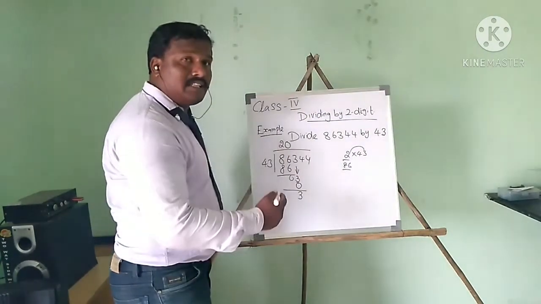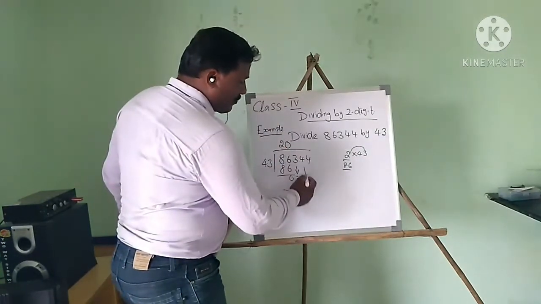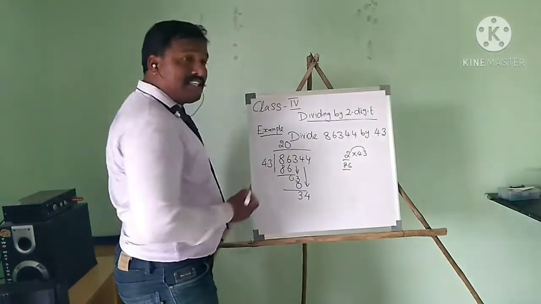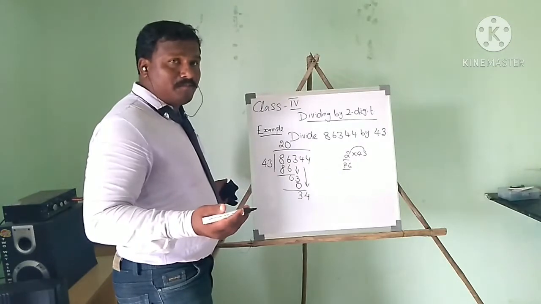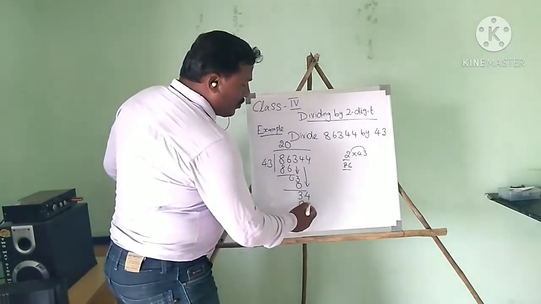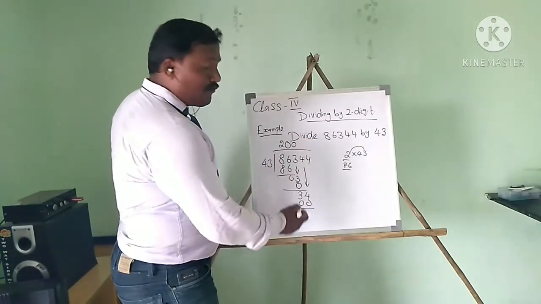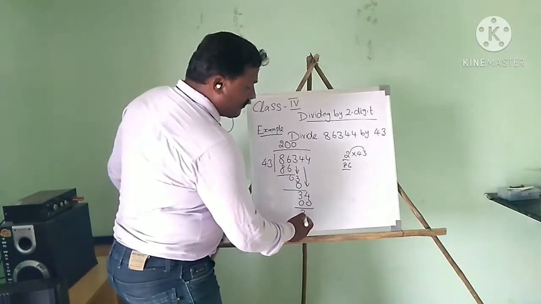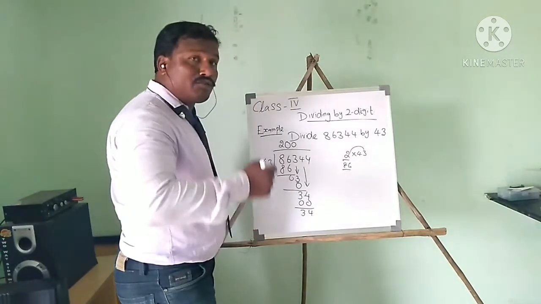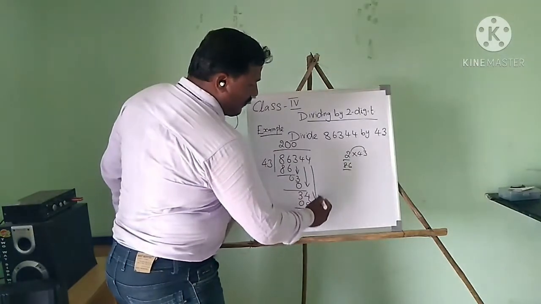So after division, every time we have to take down one digit. So I will take down one digit, 4. See, now 34 compared with 43, we cannot divide. What will you do? Again, I will do the same step. So I will put 0 here in the quotient and 0 below. So now I will subtract. 34 minus 0, you know very well, 34. Okay, so after division, we have to take down one digit. So as per the rule, I will take down 4.